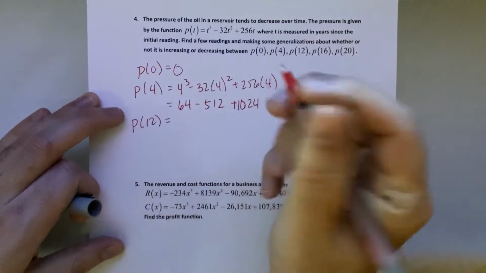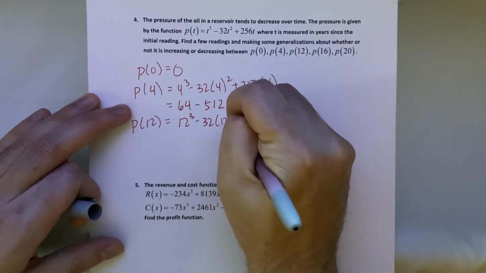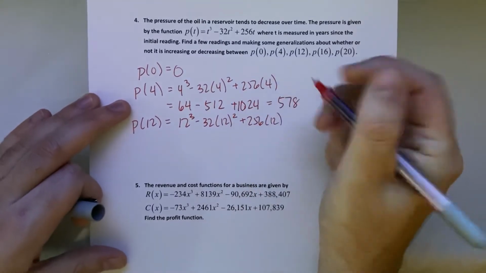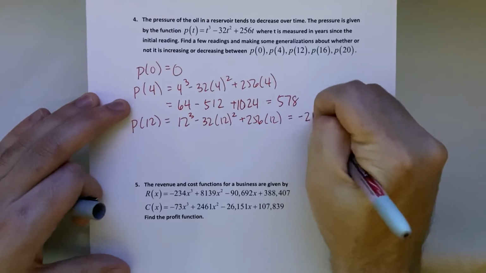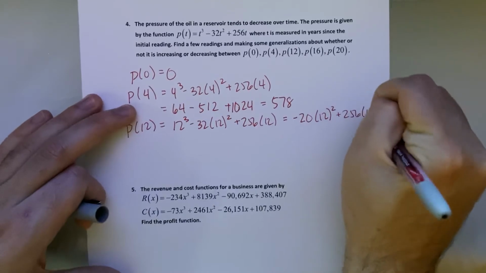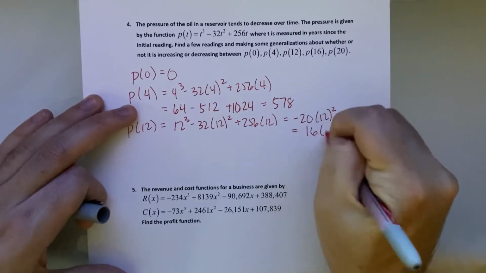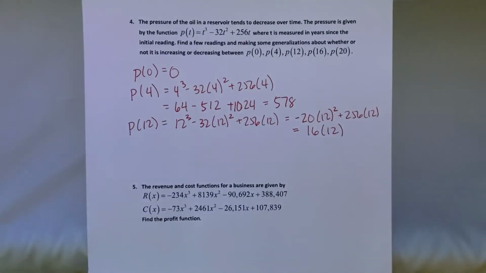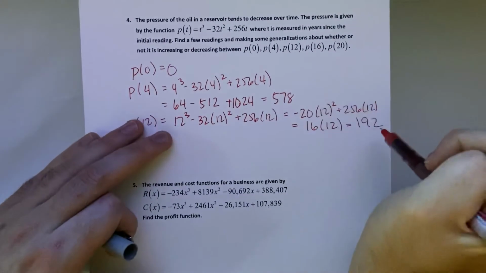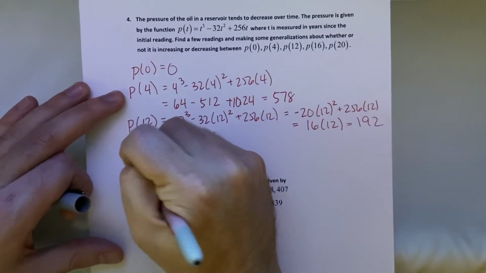p of 12. 12 cubed minus 32 times 12 squared plus 256 times 12. My easy way to do this is negative 20 times 12 squared plus 256 times 12. That's negative 240 times 12 plus 256 times 12, which is 16 times 12, or 192. So it looks like it went from 578 to 192, which means it got smaller. Then you plug in 16 and 20 as well.